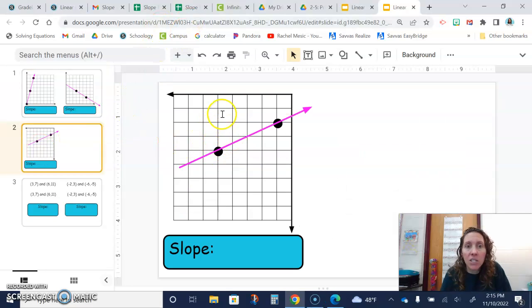All right, here's our next one. So I'm going to start here at this point here. I'm going to rise up 1, 2, and run 1, 2, 3, 4. Up 2 over 4. But we can simplify that fraction. We can divide them both by 2. So that is the same as 1/2.